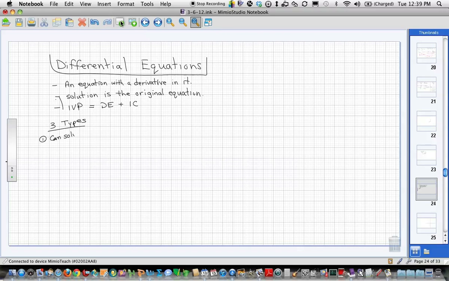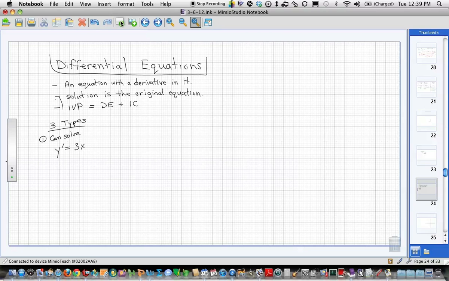Ones we can solve. Give me an example of a differential equation that we can solve. Give me the whole differential equation. f of x equals x? No, that wouldn't be a differential equation because it doesn't have a derivative in it. How about y prime equals, and just to make it interesting, let's put a 3 in front of it. Something like that, it's got just an x in it. y prime equals 3x. It's got a derivative in it, so it's a differential equation.